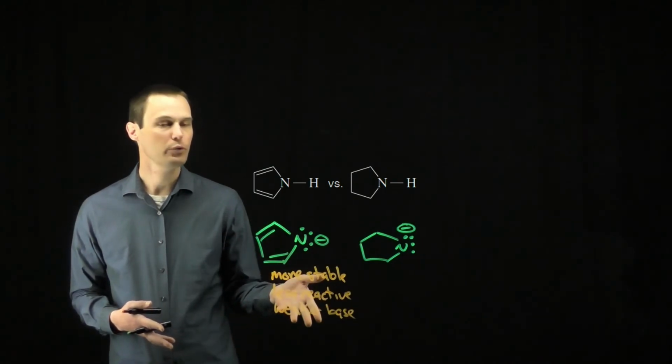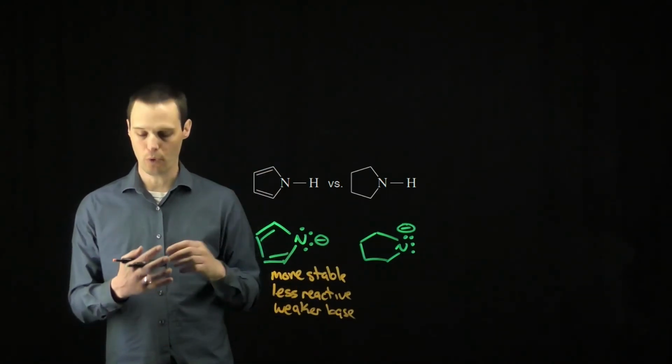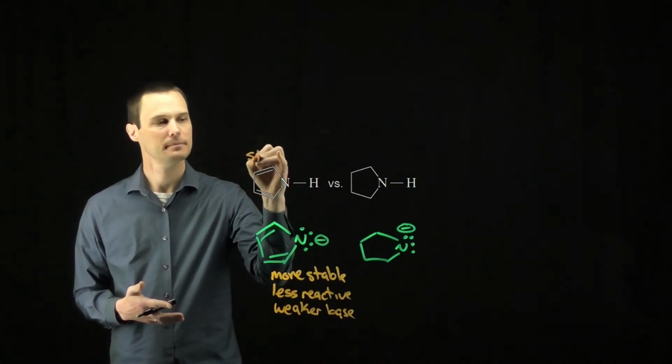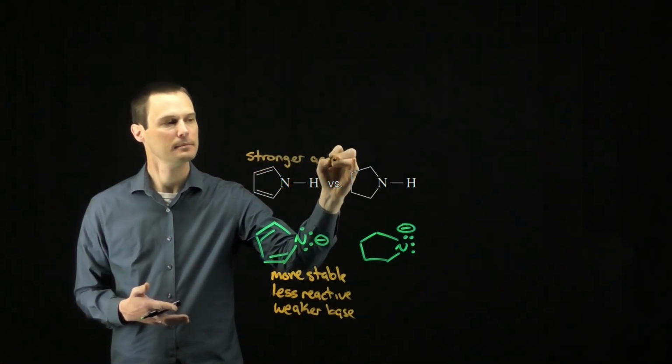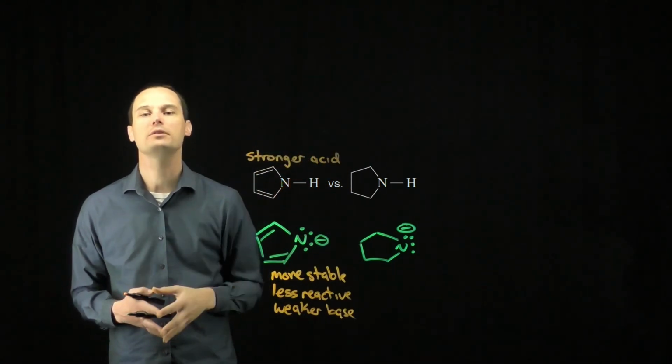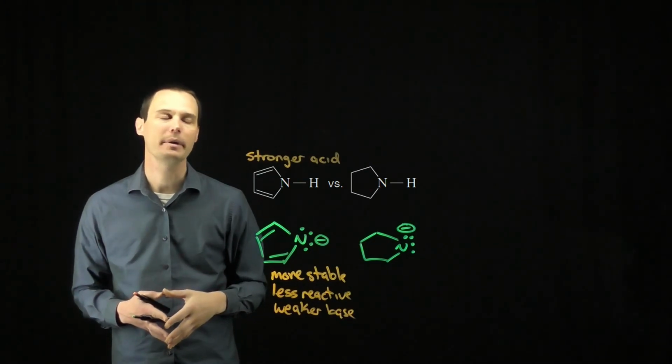Assuming all those things are true, then, if this is a weaker base, that means pyrrole is a stronger acid. And if it's a stronger acid, pyrrole is the one that will more readily donate a proton to a base than pyrrolidine.